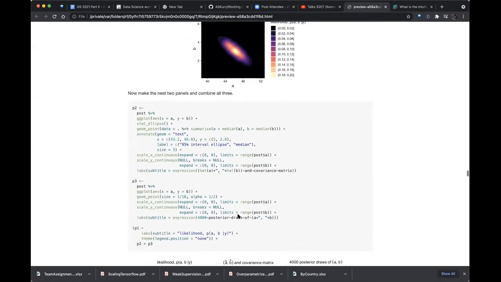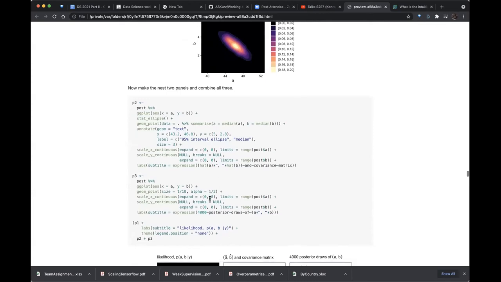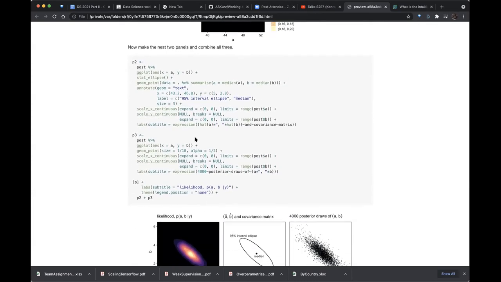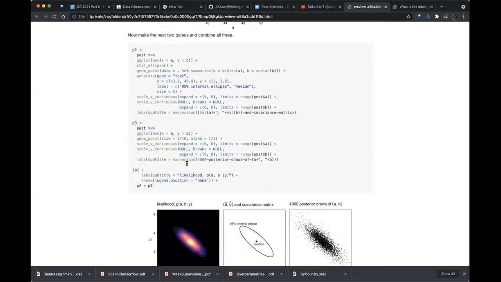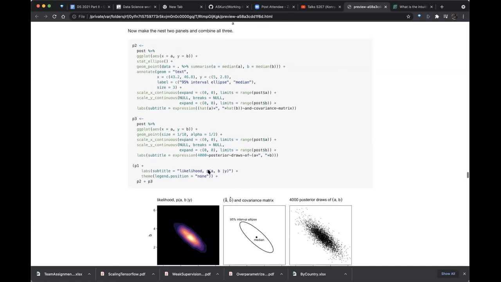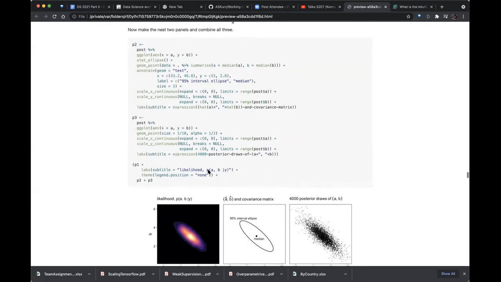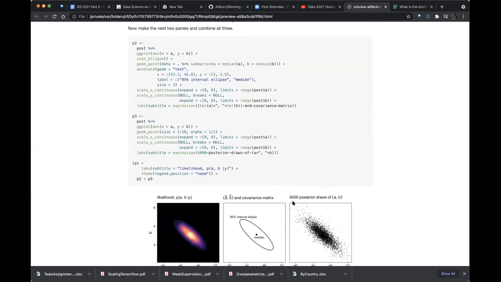So what did he do then? He did the initial plot here. What did he do a little differently? He's got stat ellipse, and here he's got geom point. So he gets this circle containing the 95% interval. And then finally, he gets just the posterior draws, showing all the plots.